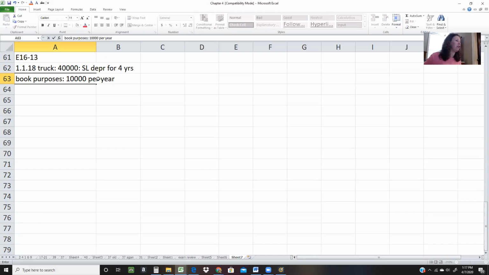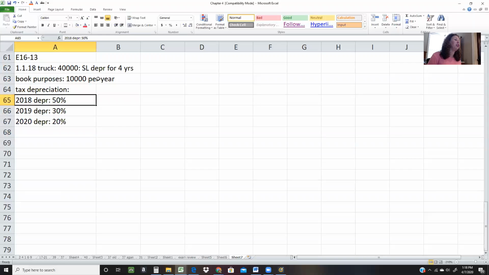For tax purposes, so tax depreciation, they gave us some rates. They said that in 2018, depreciation is 50% of the cost. So 2019 depreciation is 30%. 2020 depreciation will be 20%. And that equals 100%. So to calculate that out, I would just take it times 40,000. That would be 20,000 here.